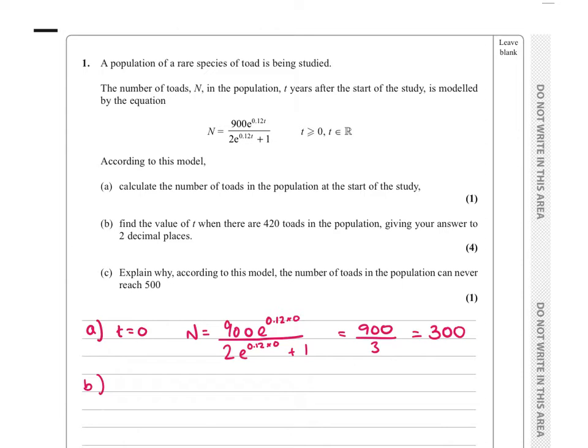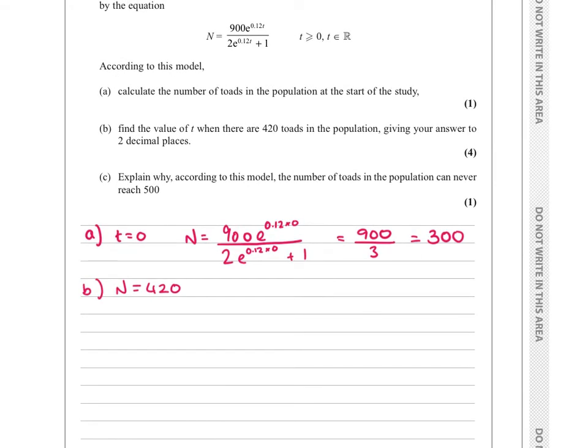So then part B. Find the value of t when there are 420 toads in the population, giving your answer to 2 decimal places. That means our total population is 420, so that means n equals 420. So we're going to have 420 equals 900e to the power of 0.12t over 2e to the power of 0.12t plus 1.